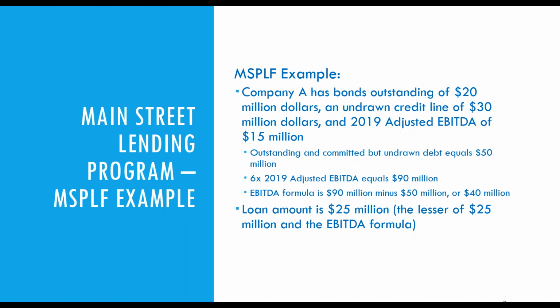So by example, if we use the same dollar amounts as the previous example, Company A has bonds outstanding of $20 million, an available undrawn credit line of $30 million, and 2019 adjusted EBITDA of $15 million. The available outstanding undrawn debt equals $50 million. 6 times adjusted EBITDA would be $90 million. The EBITDA formula yields $40 million, and therefore their loan amount would be $25 million, or the lesser of $25 million and the EBITDA formula. So clearly the difference between these two programs is the 6x EBITDA versus the 4x EBITDA, and it can make a significant difference.